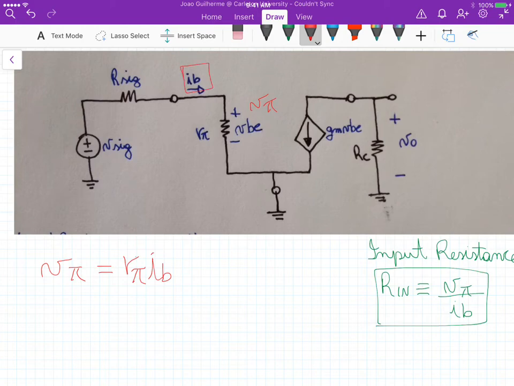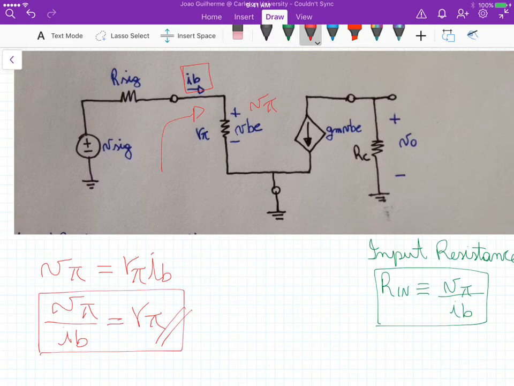Notice that I'm using small i, small b, because now it's a small signal analysis, so we just have this small signal component here. If we isolate V pi over IB in this equation, we know that the input resistance of this amplifying circuit, the small signal input resistance seen here, is actually just R pi. So that's the first result that we got from this analysis.